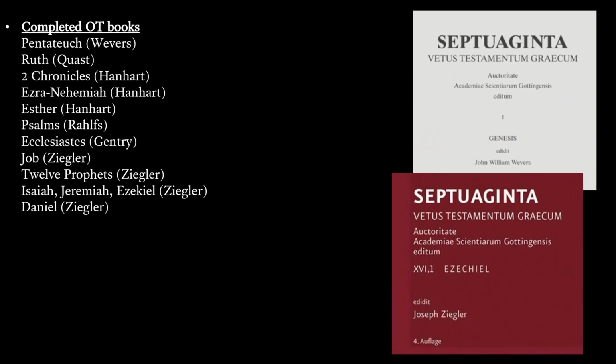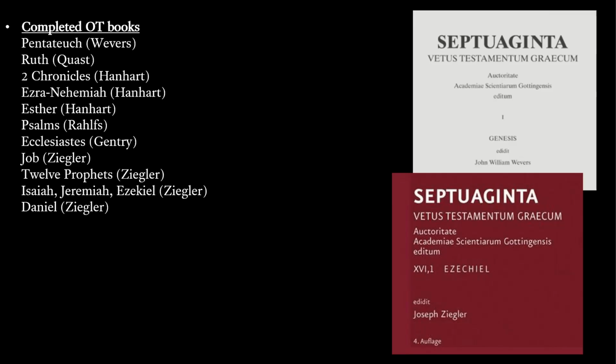What have they produced so far? And this is just a few images from some of the volumes. Thus far, the books from the Old Testament that have been completed include all 5 books of the Pentateuch, produced by John William Wevers. Ruth has been produced, 2nd Chronicles, Ezra-Nehemiah, including the apocryphal version, but the Ezra-Nehemiah volume. Esther, the Psalms, including the Septuagint Odes. Ecclesiastes, one of the more recent ones by Peter Gentry.